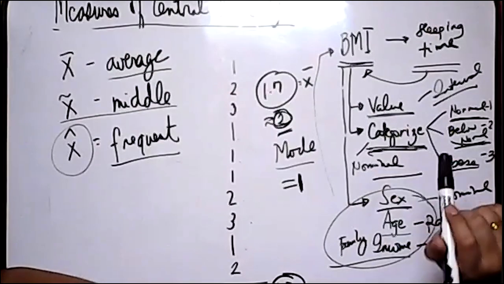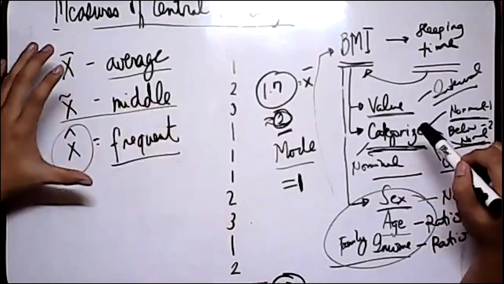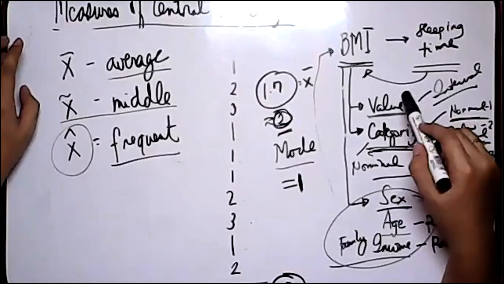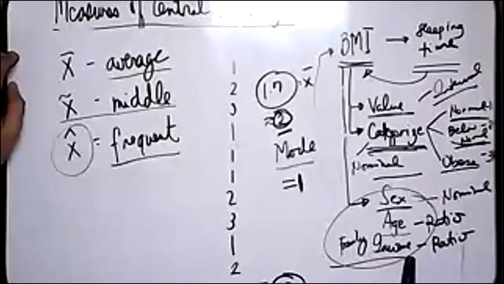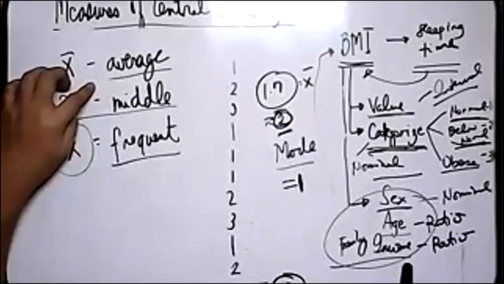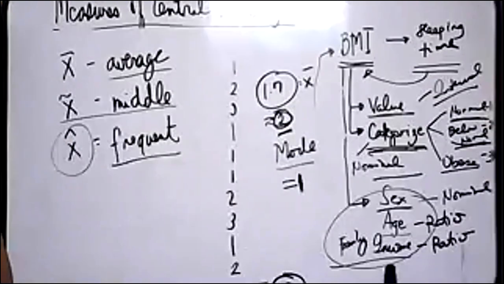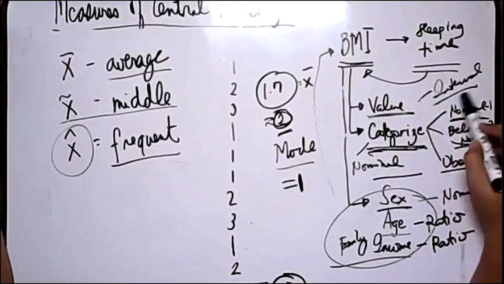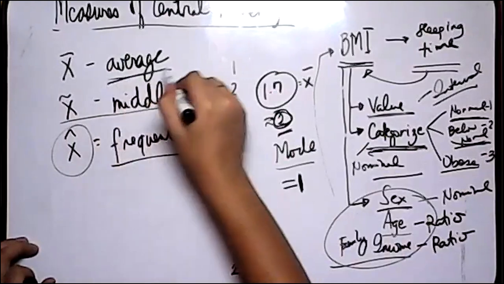You have to examine first the levels of measurement of your variable and then choose which measure of central tendency you should use. Okay? Now, in terms of value, in terms of age, and in terms of family income, the most appropriate measure of central tendency there is the average. So when your levels of measurement are in ratio level or in interval level, the mostly used measure of central tendency is the average.